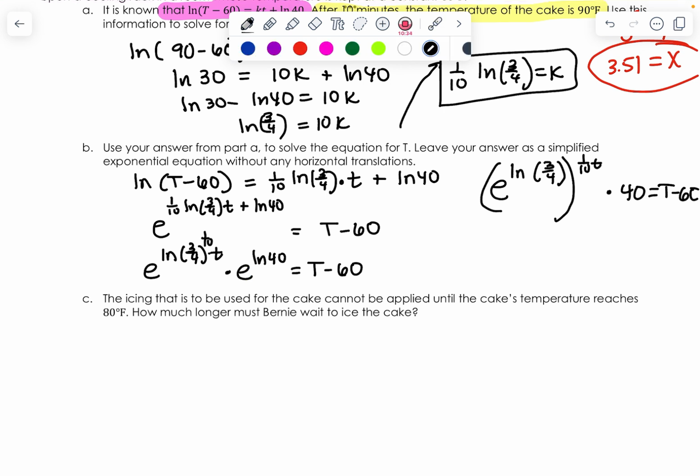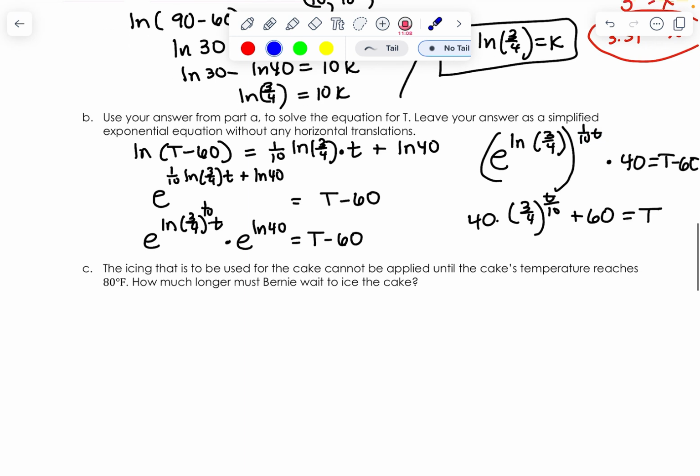And then my e to the ln cancels. And that's going to be 3/4 to the t over 10. I can put the 40 in front because that's a constant. Plus 60 equals T. All right, so this is a bit confusing, okay? So you've got that this is going up to the power, but you can then pull out that you are really multiplying by the t, so you can do the power to a power. So that's how the 1/10 and the t come out again.